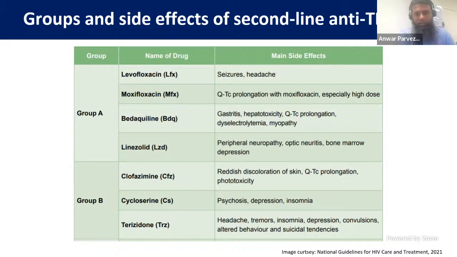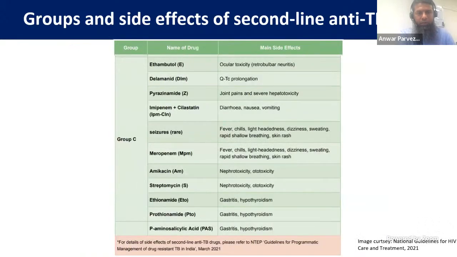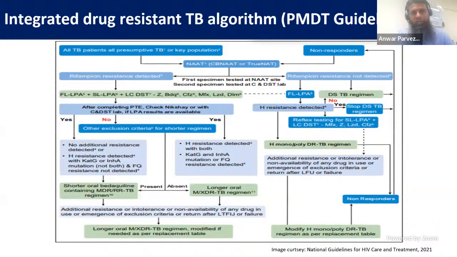Like clofazimine, reddish discoloration of the skin, which is very unique to that specific drug. In group C, again, delamanid, QTc prolongation; amikacin, like I said, an aminoglycoside, will have renal toxicities, for example nephrotoxicity, and also ototoxicity, like hearing loss. So we need to be careful while using these drugs, and when a patient has any of them, we'll have to take action immediately. So this is about management of drug-resistant TB.